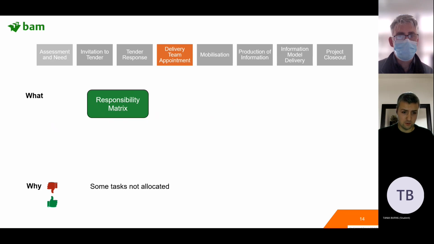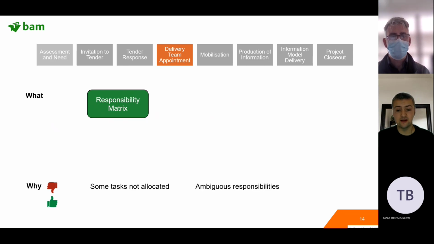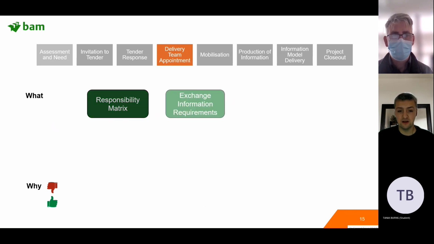The next stage is where responsibility is assigned for the production of information. And this is done in a responsibility matrix where we list out all our information deliverables, and we make sure that somebody is assigned to each one. If you don't do this, you might just find that something's fallen through the cracks. Some tasks aren't allocated to anybody. Responsibilities can be ambiguous if that's not done well. You're obviously trying to avoid that.